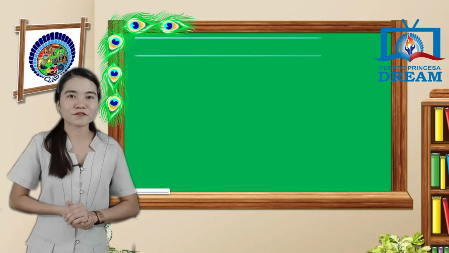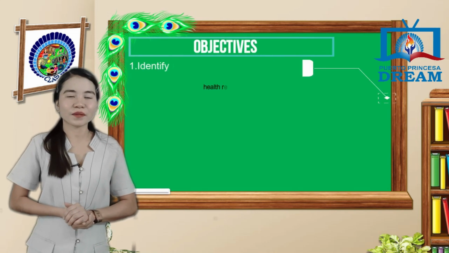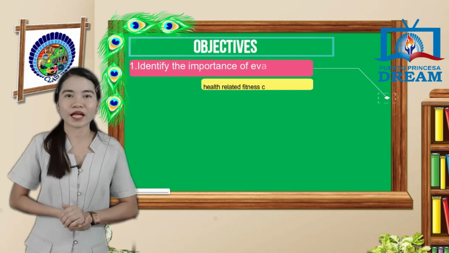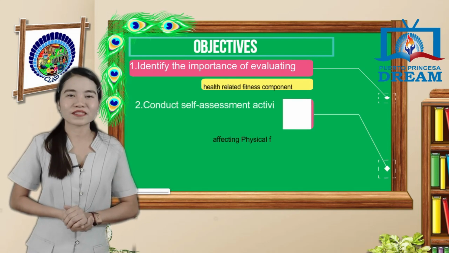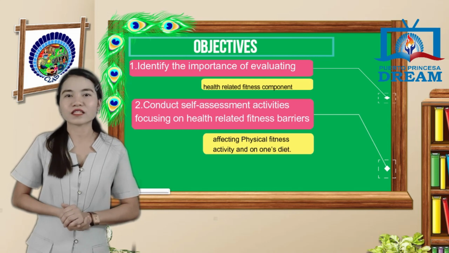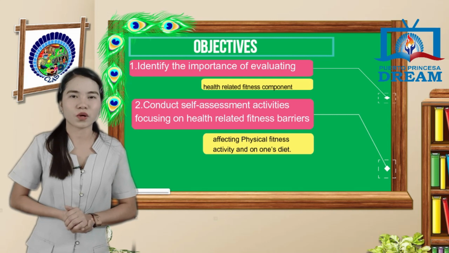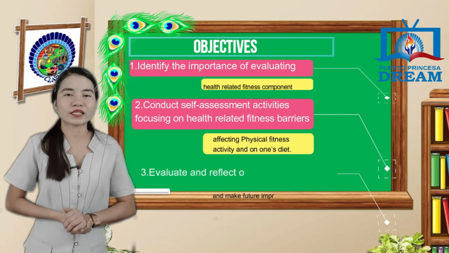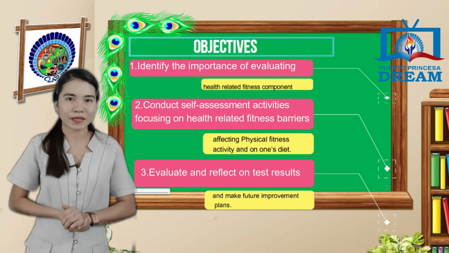The objectives for the lesson are the following. Identify the importance of evaluating health-related fitness components. Conduct self-assessment activities focusing on health-related fitness barriers affecting physical fitness activity and on one's diet. Evaluate and reflect on test results and make future improvement plans.